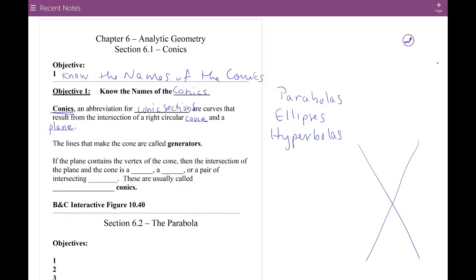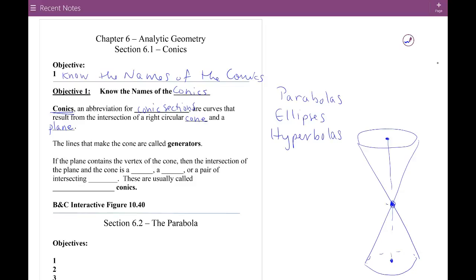So if you take two lines like this and rotate them around, the surface they create is a cone. And if you talk about a right circular cone, it means this vertex that's between the two parts of the cone is located directly above and below the centers of the circles that are at the top and the bottom. So those lines are called generators.